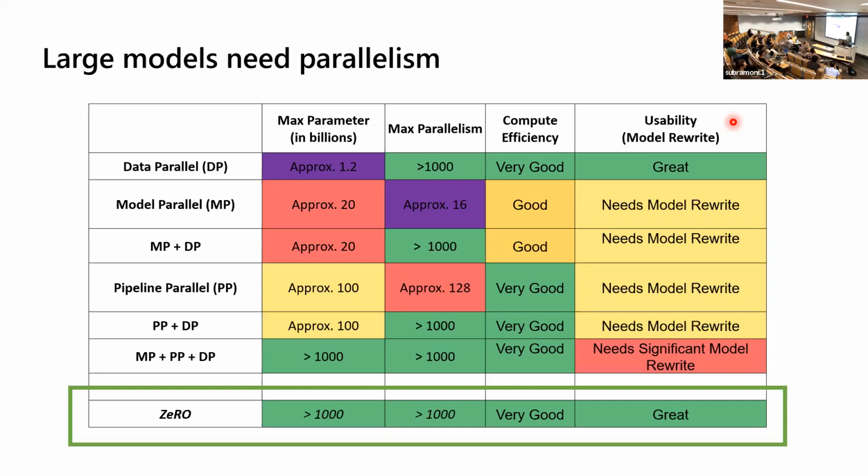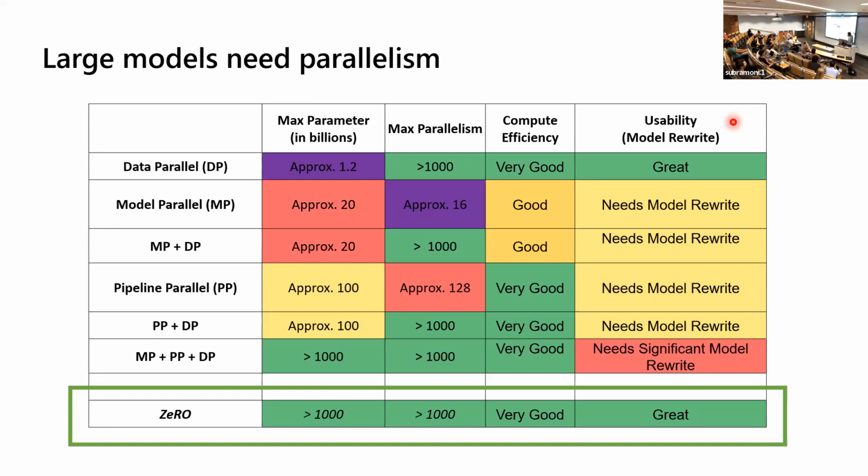You can't do any better. Compute efficiency is good, but it needs a model rewrite. You need to rewrite the model in a specific way. Well, people thought, okay, great, DP is great for max parallelism, so let's combine them. So MP plus DP is the best of both worlds, still needs a model rewrite.